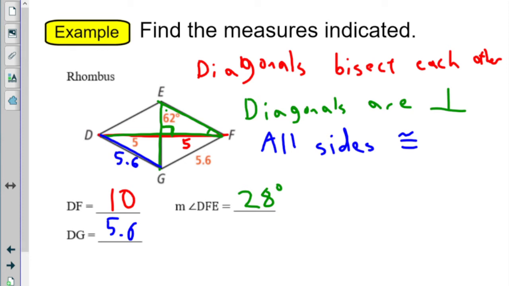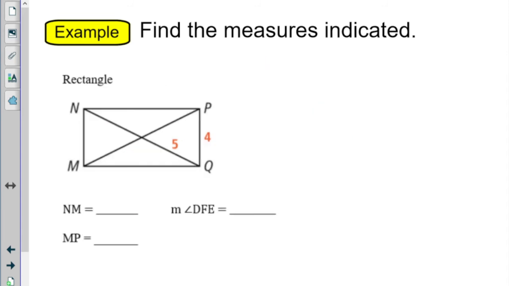Next one, let's look at a rectangle. I'm going to go ahead and fix this real quick. So fix that in your notes. Make sure that that's correct. And we're going to start with M to P, the last one, because it's the hardest one. And then we'll do the easier ones rapid fire here.